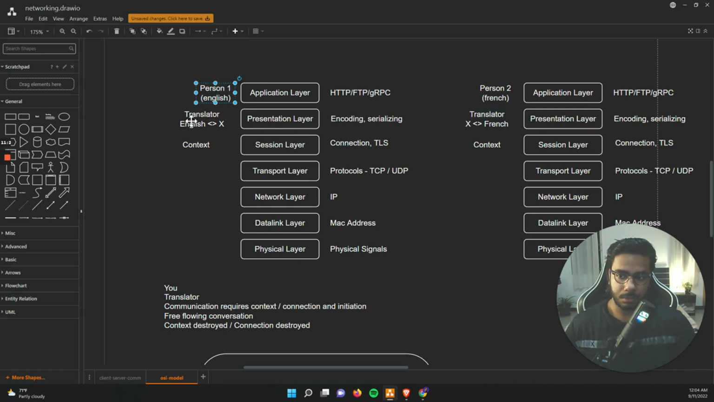So this person speaks in English, this translator would translate it to X, and this session layer is like, maybe this thing will initiate the conversation, and they'll be like, hello, how are you? So they'll respond with something if they want to talk to them. Like the person would respond, yeah, I am fine, how are you? Then maybe something else, and then the free-flowing conversation starts. So that initiation and maintaining the context and everything is done in the session layer. And whenever they're done talking, the context is destroyed. So the session layer is no longer responsible for maintaining the connection or the context for the conversation.